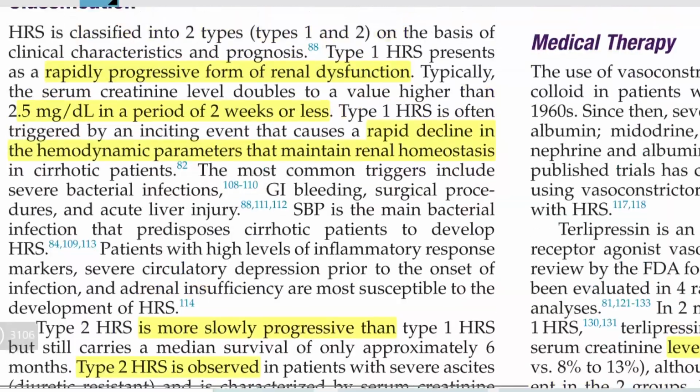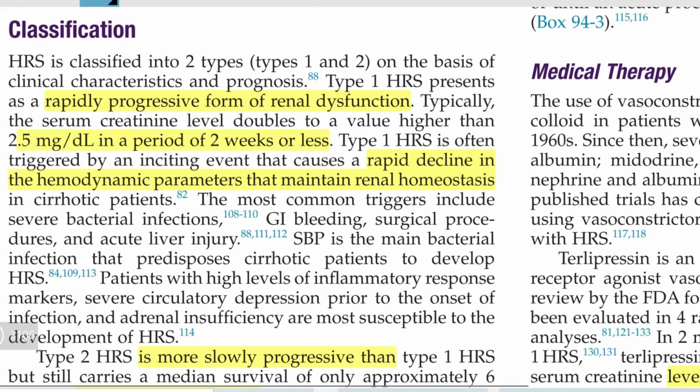So, coming to the classification, HRS is classified into two types, type 1 and type 2. Type 1 is rapidly progressive. Typically, the serum creatinine level doubles to a value higher than 2.5 milligrams per deciliter in a period of 2 weeks or less. Type 1 is often triggered by an inciting event that causes a rapid decline in hemodynamic parameters that maintain renal homeostasis in cirrhotic patients.